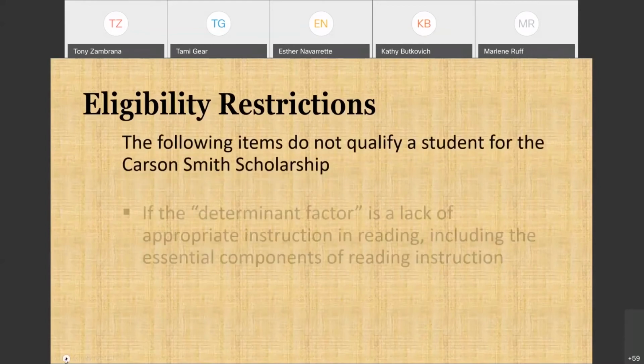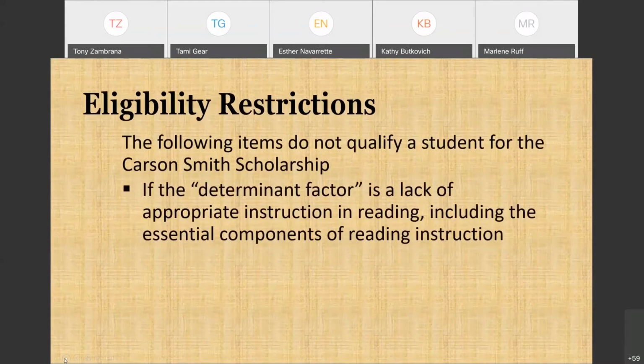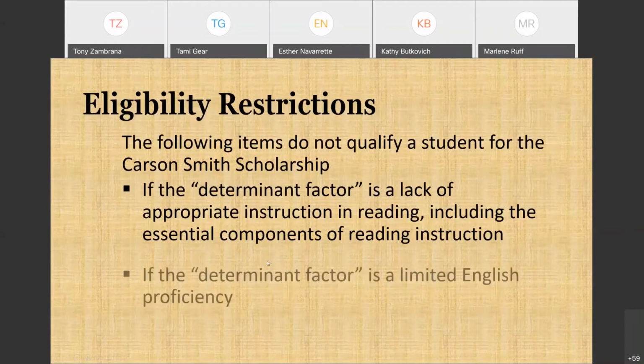All right. Okay, so number 2, there's some eligibility restrictions. You do not qualify for special education or the Carson Smith Scholarship if the determinant factor is a lack of appropriate instruction in reading, including the essential components of reading instruction. So if you have a student who has been pulled out of school for 3 years and they're way far behind because they haven't had the schooling for 3 years, that does not make them eligible for special education.